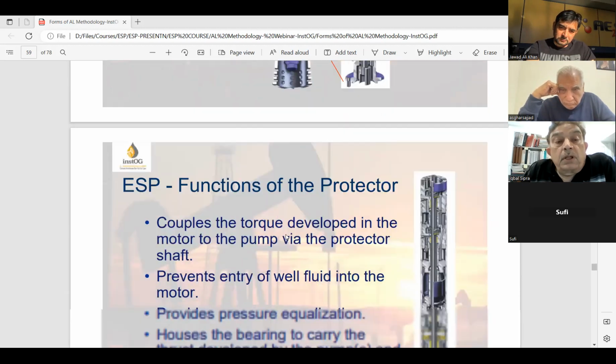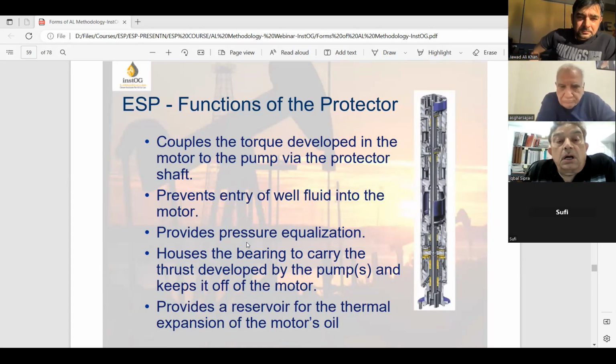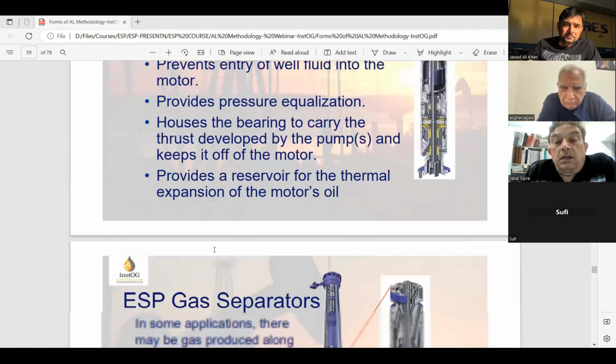ESP functions of the protector: it is installed on top of the motor, couples the torque developed in the motor to the pump via the protector shaft, prevents entry of well fluid into the motor, provides pressure equalization, houses the bearing to carry the thrust developed by the pump and keeps it off the motor, and provides a reservoir for the thermal expansion of the motor fluid.